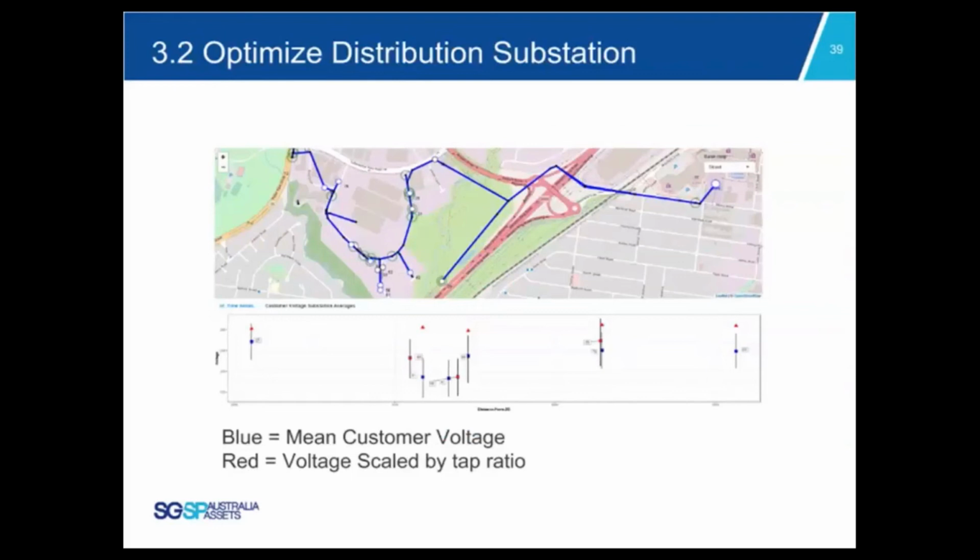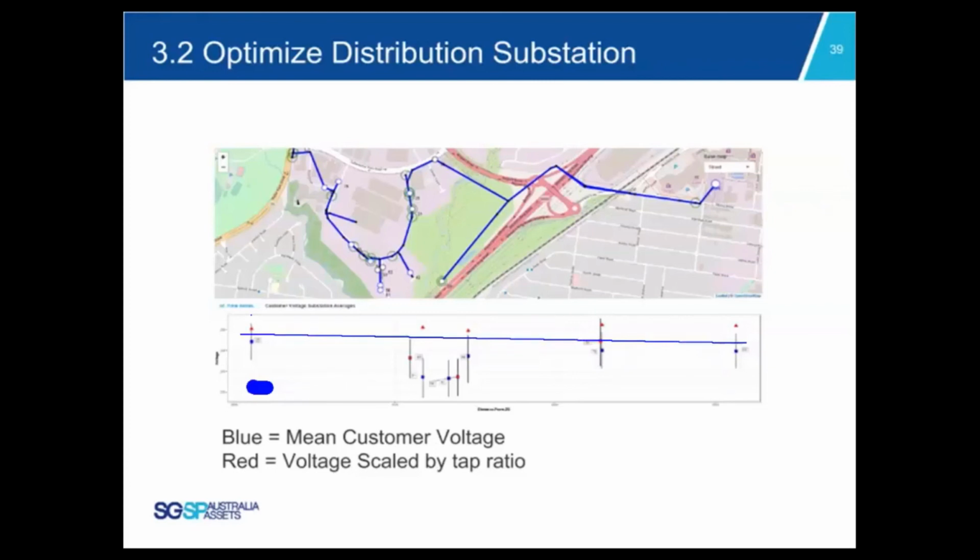So the mean customer voltage and the voltage scaled by the tap ratio are provided in an error bar chart. In the chart, the feeder information starts from the left-hand side, and the ideal voltage curve along the HV feeder should be like a horizontal line.